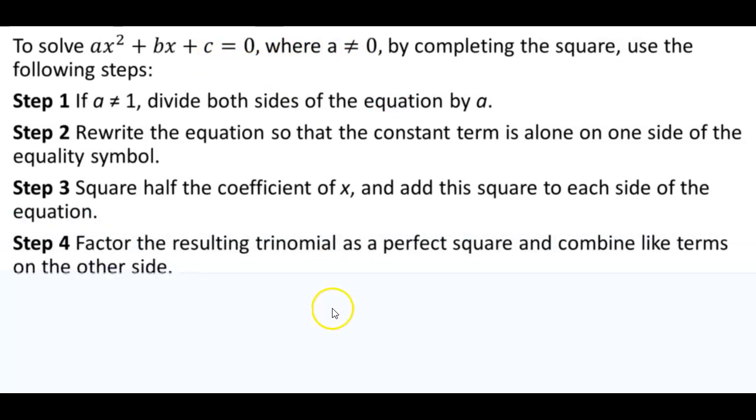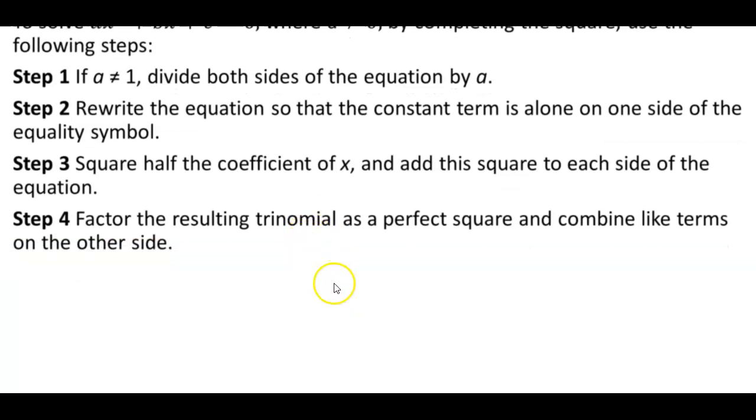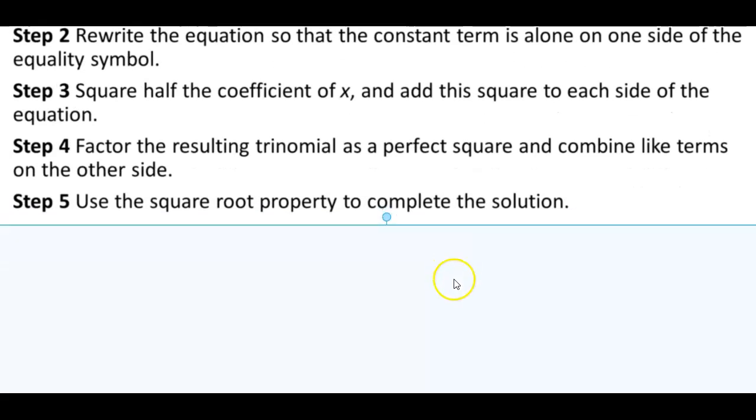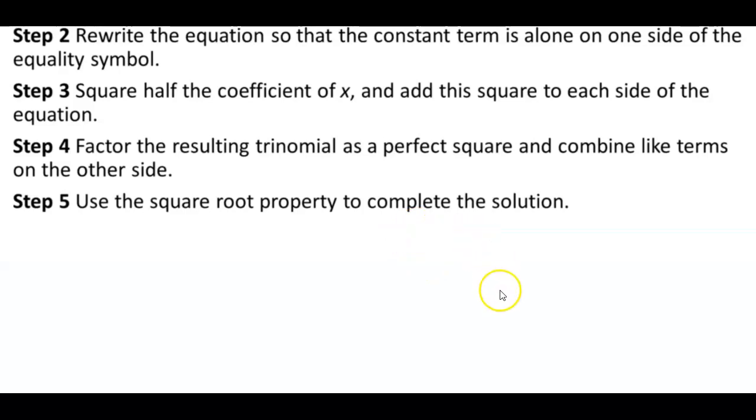Step 4. We're going to factor the resulting trinomial as a perfect square and then combine like terms on the other side. Step 5. We're going to use the square root property to complete the solution.